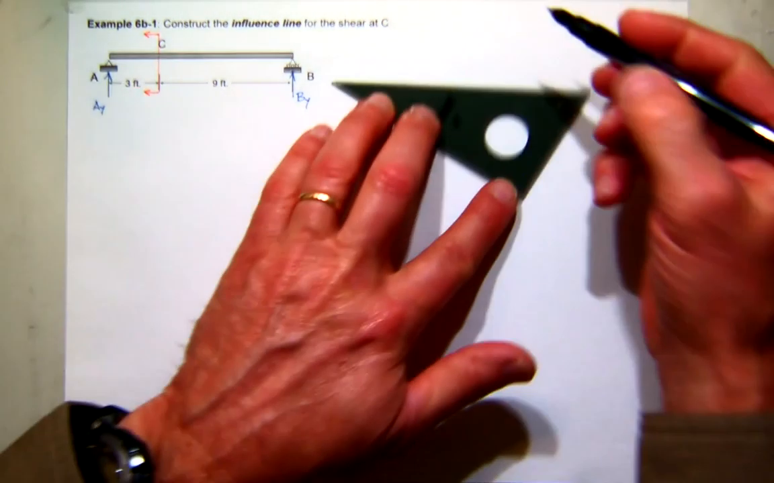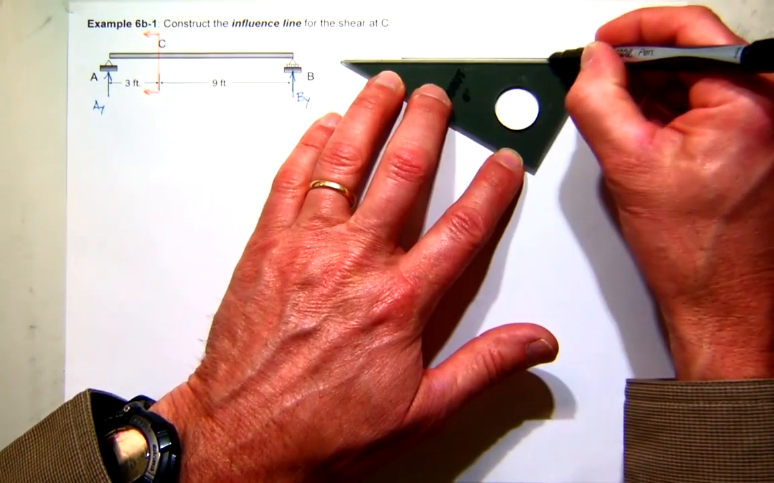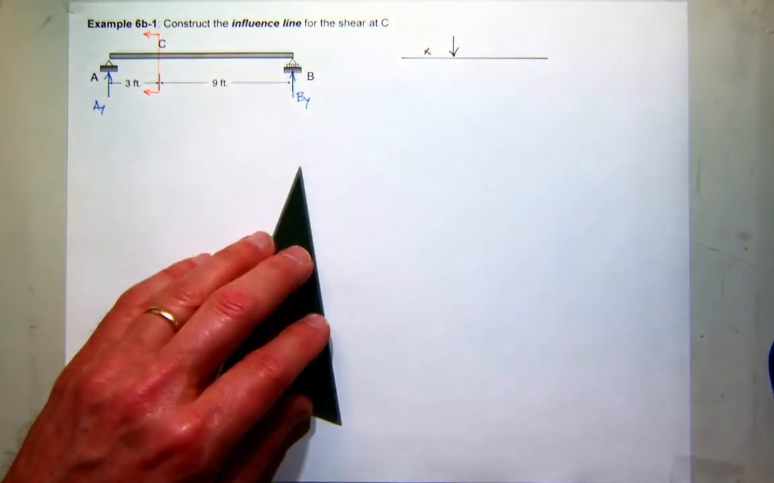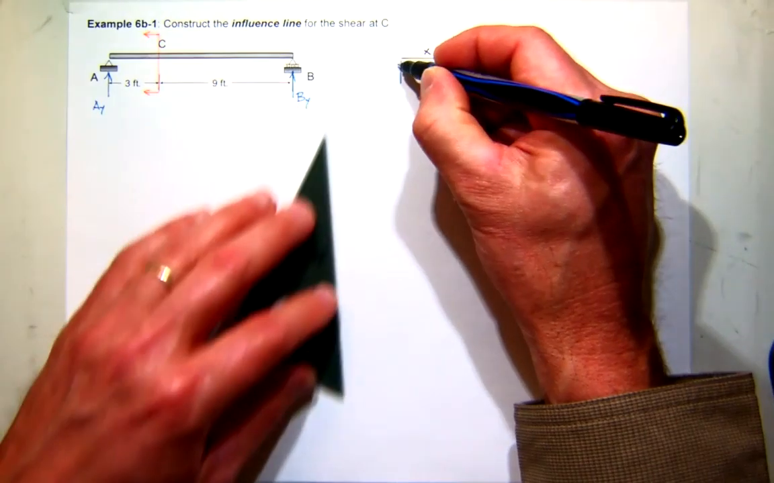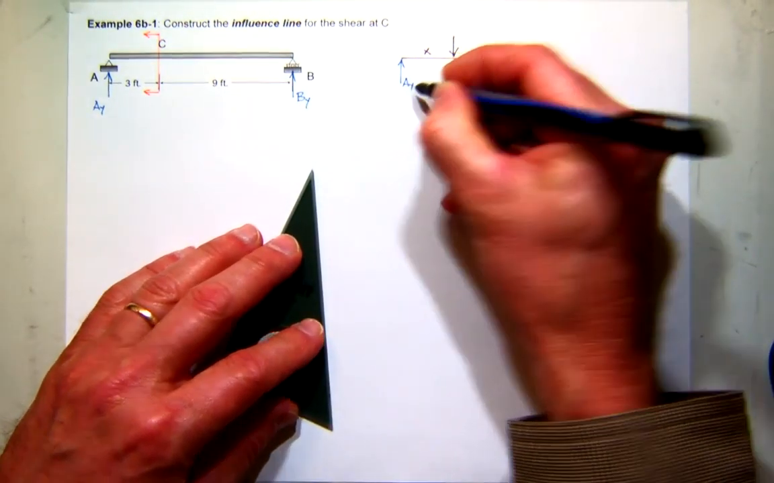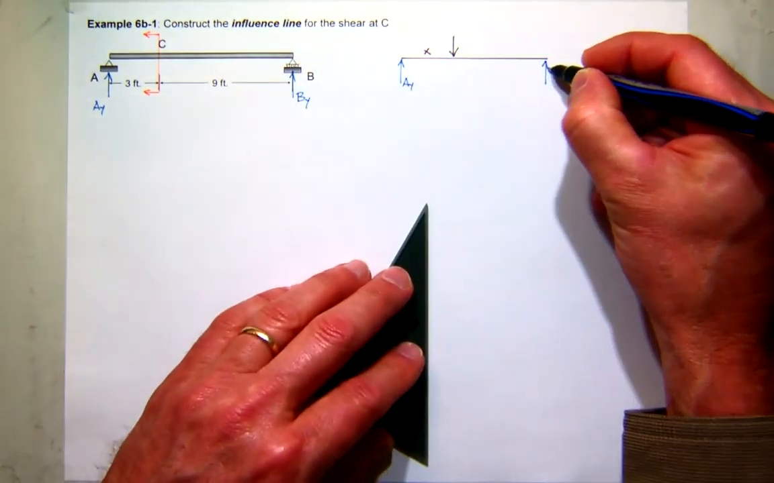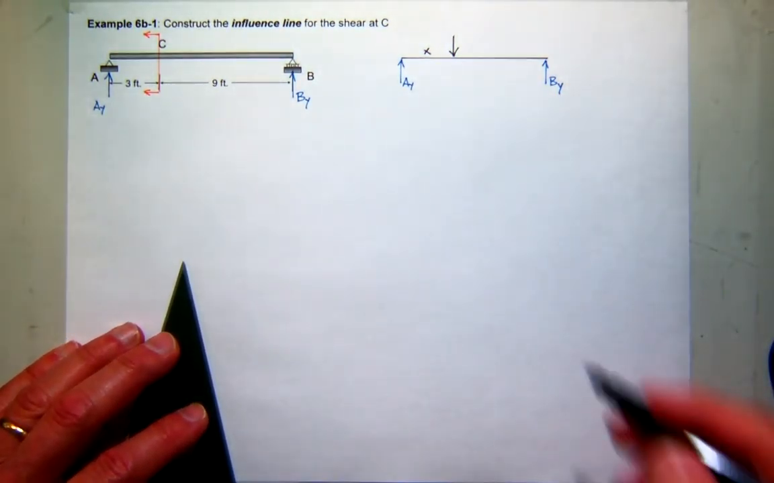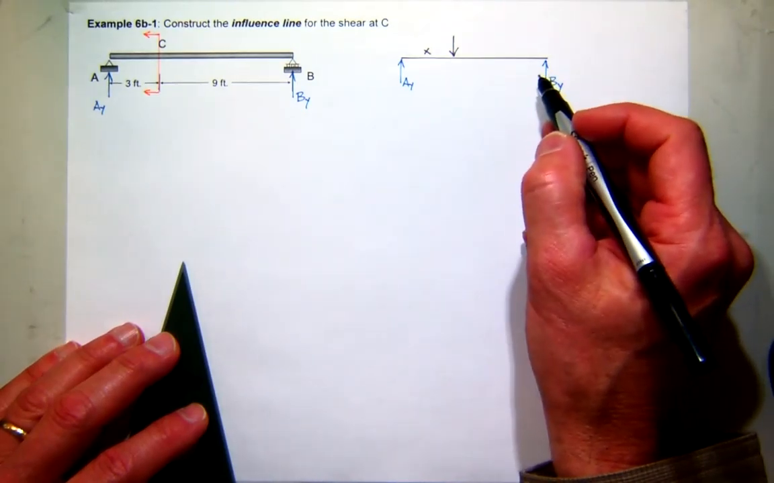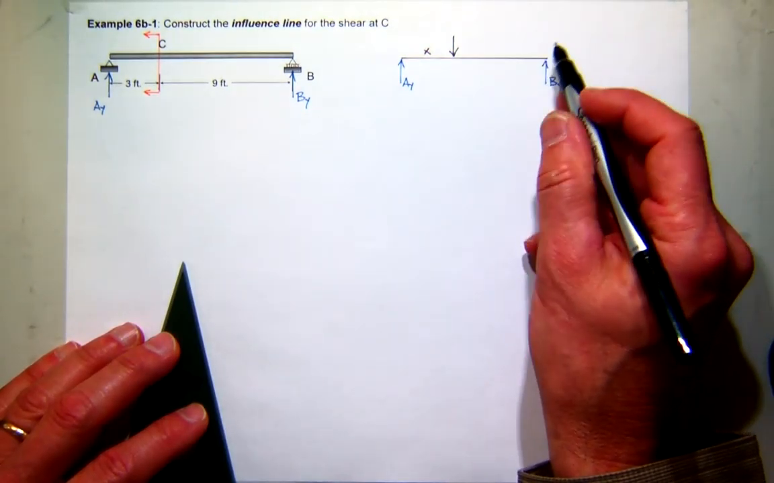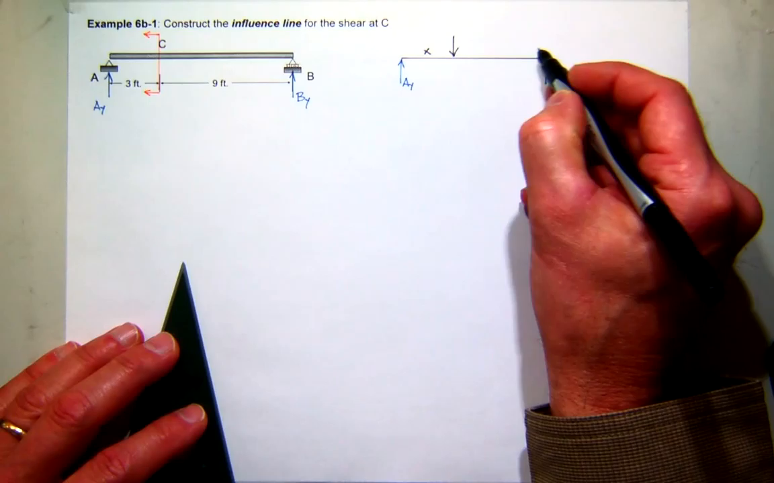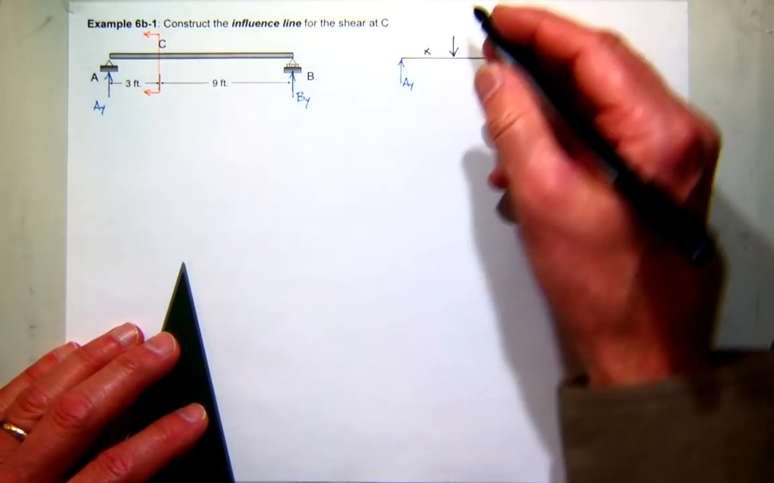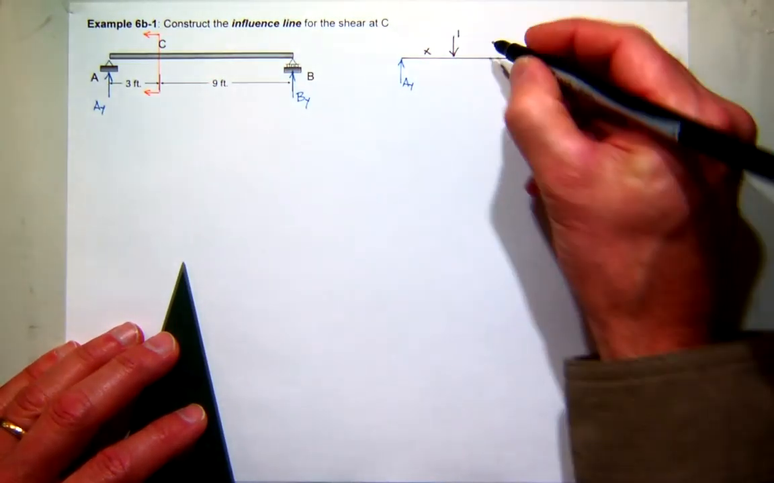I'll come over here and draw this, it'll be a little bit easier to see. So let's draw it again. So there's my unit load for my influence line at some distance X, and I'm looking at AY and BY, and I'm trying to find AY. So how can I find AY? Some moments about B, right? And if I do that, what's this distance? If the distance from the left edge to the unit load is X, 12 minus X.